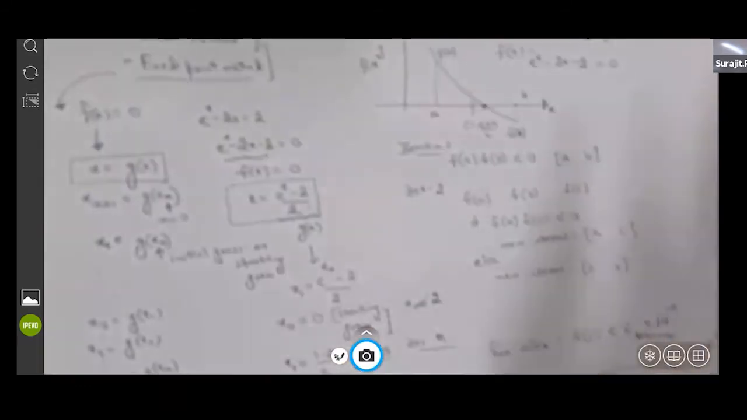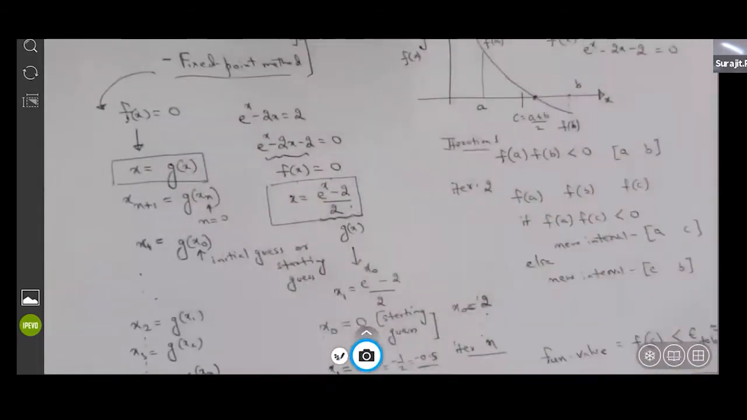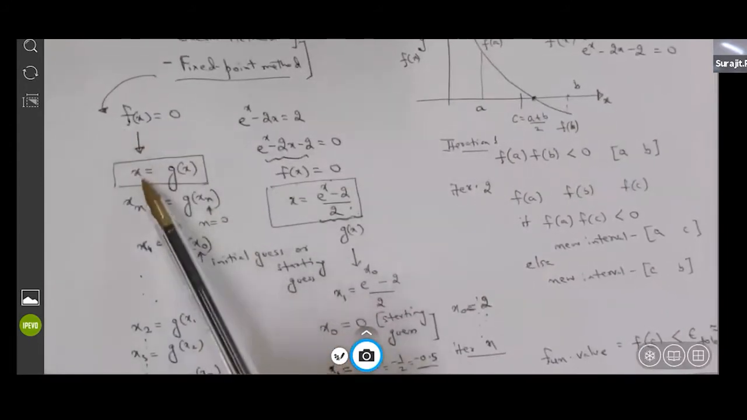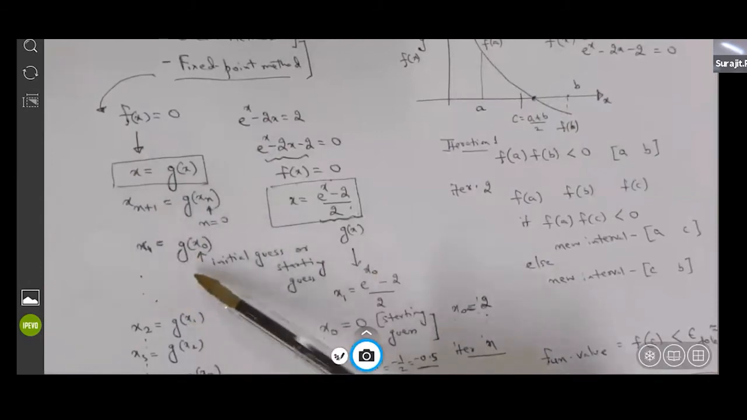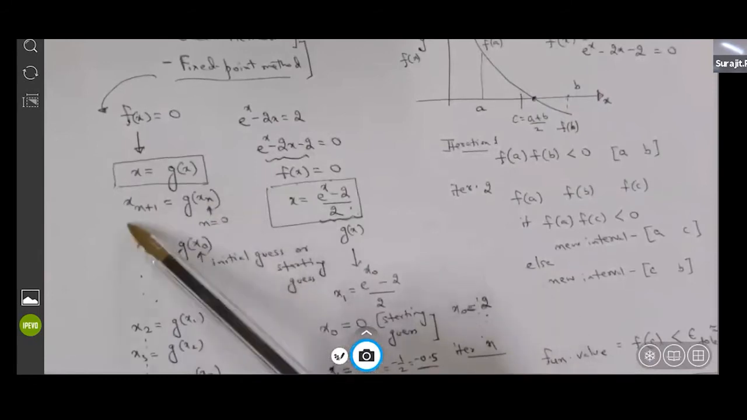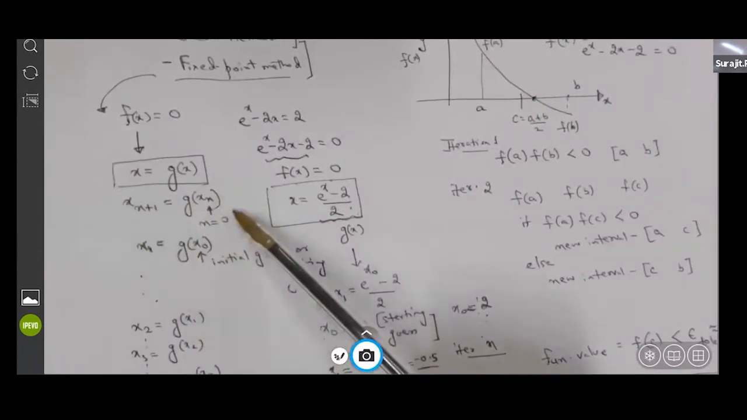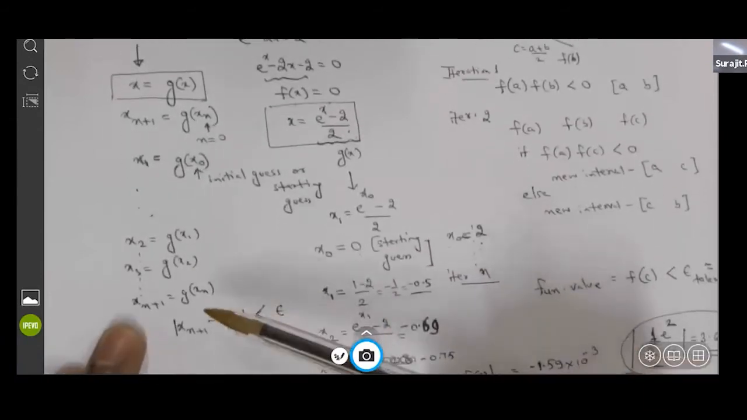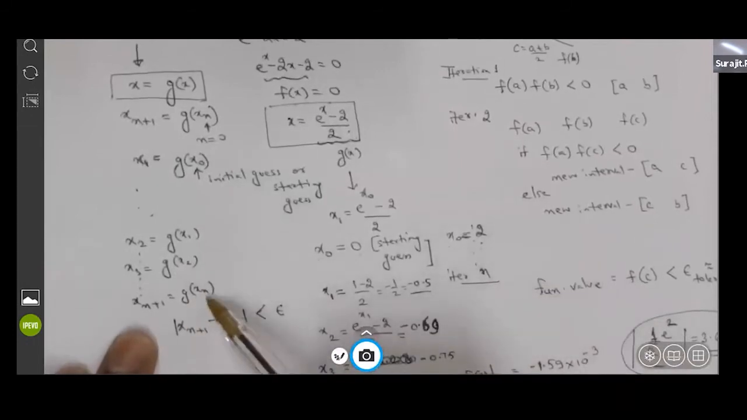By now we know what the method says: if you rewrite this function in this form, and then use successive iteration techniques, where successive values of x for successive iterations are solved by using this form, then you get to know the root of the equation, the value of x, which is called the fixed point of g of x. You stop at the iteration where the difference between successive values of x is less than the threshold value.